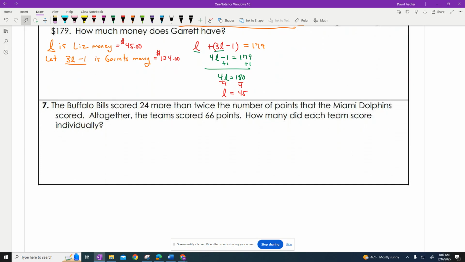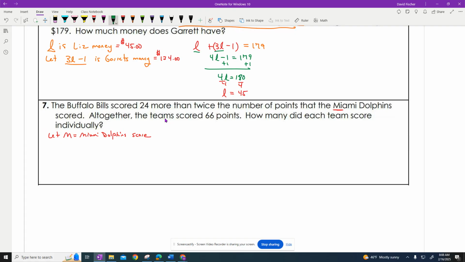Hopefully you're catching on. The Buffalo Bills scored 24 more than twice the number of points that the Miami Dolphins scored. Well, I don't know how much the Miami Dolphins scored, so I want to say let M equal the Miami Dolphins score.